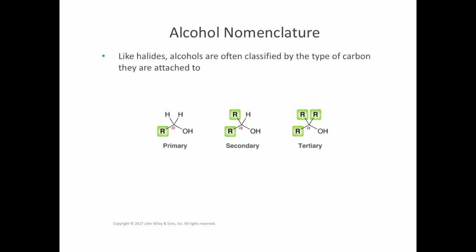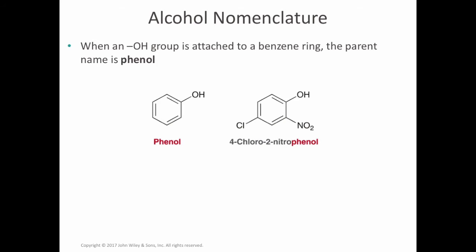Like halides, alcohols are often classified by the type of carbon they are attached to. If the carbon they are attached to is only attached to one other carbon, it's a primary alcohol. If that carbon is attached to 2 other carbons, it's secondary, and if it's attached to 3 carbons, it's tertiary. And we can often abbreviate this as the number with a degree symbol.